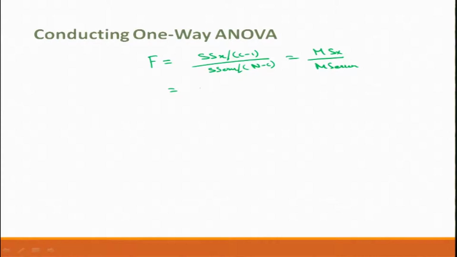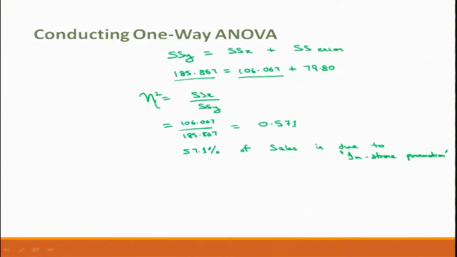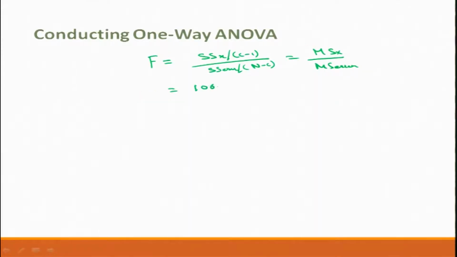This value comes down to: SSX value is 106.067, SS error value is 79.8. MSX is 106.067 by 3 minus 1, and MS error is 79.8 by 30 minus 3. So this value comes down to 17.94. So we can conduct the F test with this F statistic.